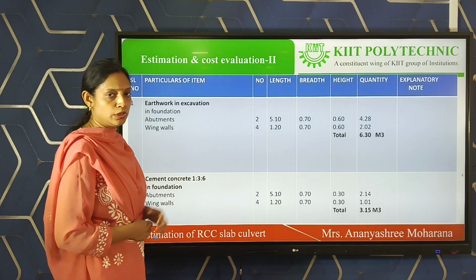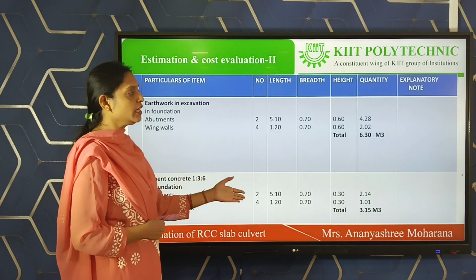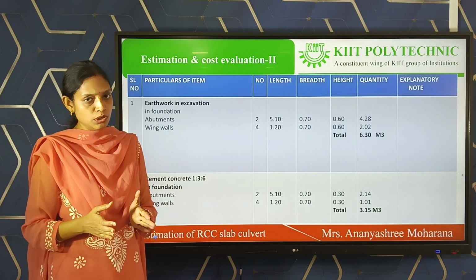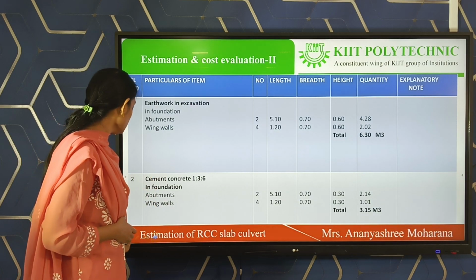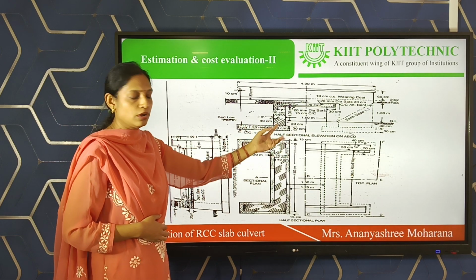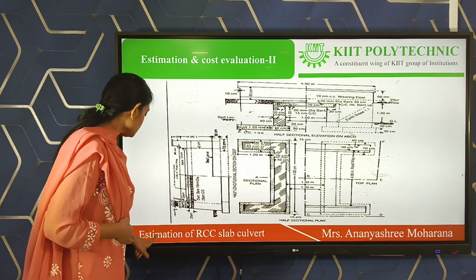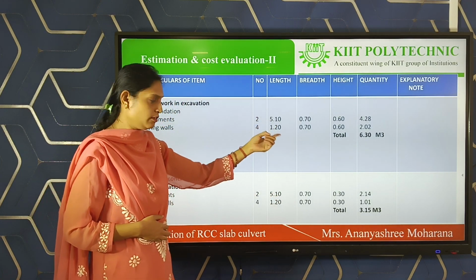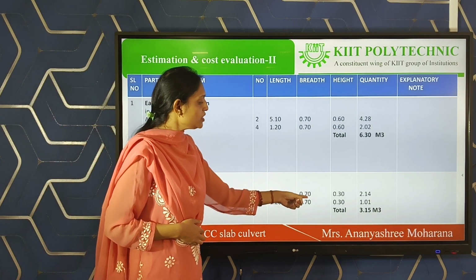Similarly, next item is cement concrete. Cement concrete is for abutment and wing wall. Cement concrete is provided over the earthwork portion that we have already excavated. Over that we have put the concrete, because according to the drawing given, the foundation is only concrete, no footings are there in this part. So only one concrete layer is there for the foundation. So 5.1, that is the length already we have calculated at the earthwork part. 1.2 is the wing wall length. Then breadth of the concrete 0.7.